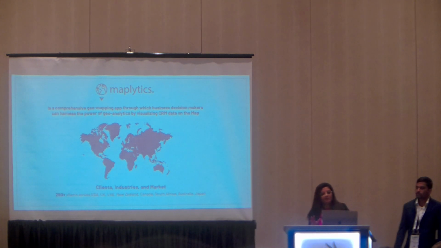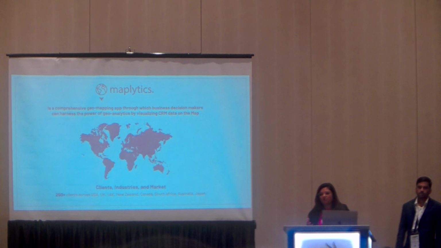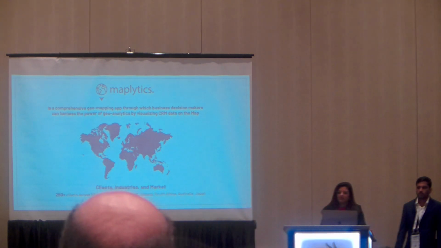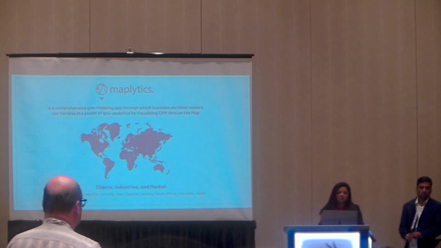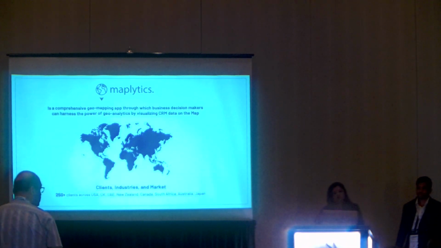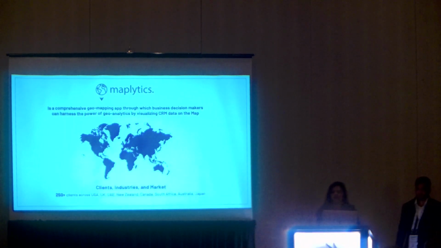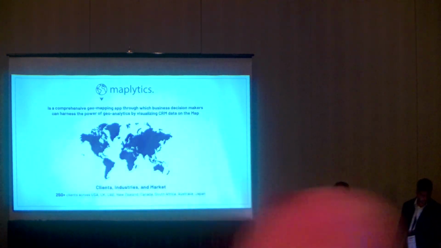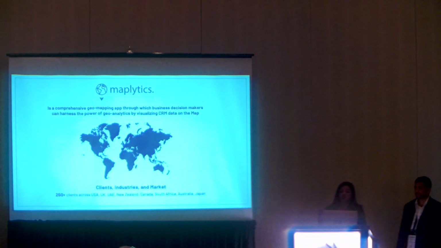Traditionally, any business application represents data in the form of fields, columns, tables and rows. The moment you are able to place this data on a map, you start getting additional geographical insights, and that is how we started working on Maplytics. It started off as a simple visualization app, and over the years we have explored this area further, and now it is one of the most comprehensive apps, used by over 250 clients across the globe.